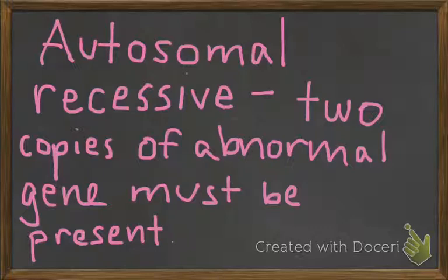Cystic fibrosis is an autosomal recessive disease. This means that two copies of the abnormal gene must be present in order for someone to have cystic fibrosis.